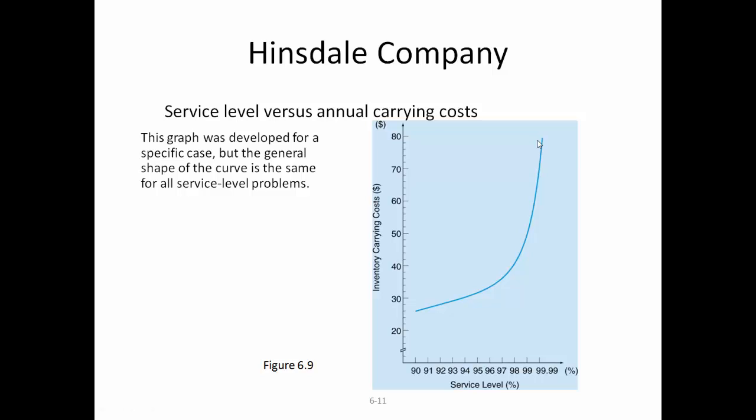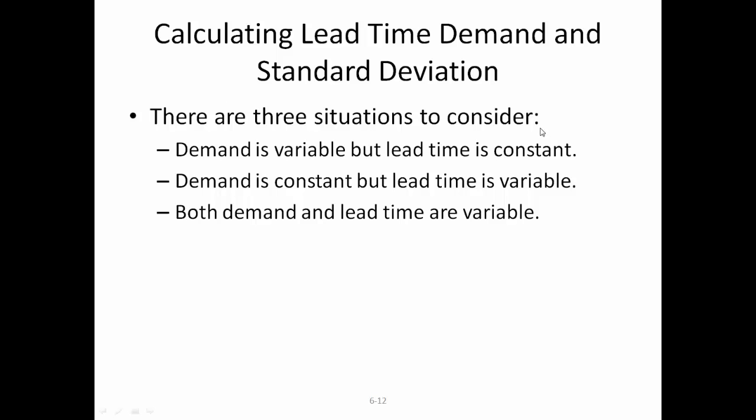So here's a graph of what it looks like. And as you can see, as our service level increases, what happens to our inventory carrying cost? Well, it increases also. But we knew that. But look what happens as we get closer and closer to 99. The curve becomes what? Straight up. So we're going to be going straight up.